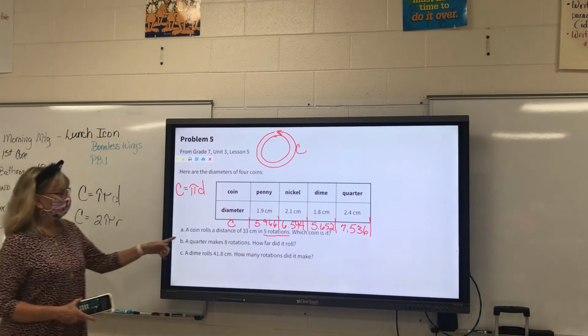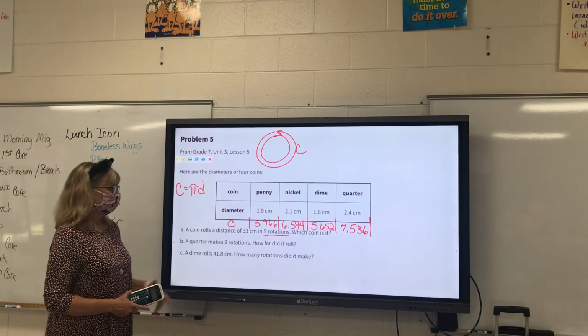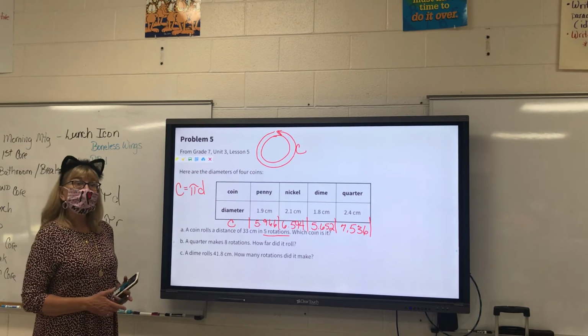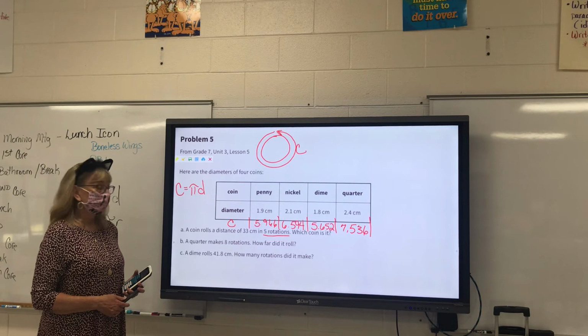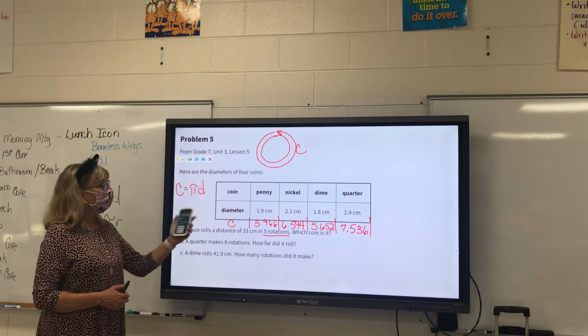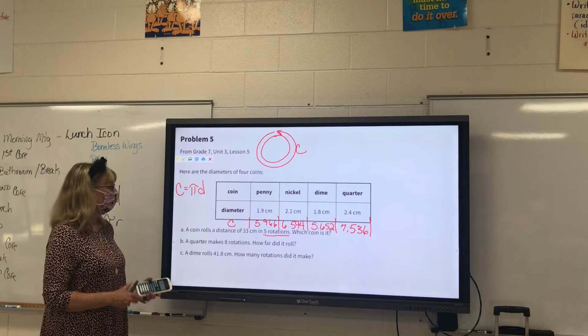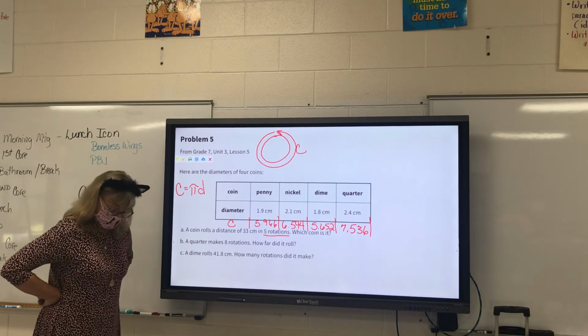Okay, now we want to know 5 rotations. So take each of those and multiply those by 5 and see which coin is at 33. For penny, do you want me to round it up to 6? Just leave it right there and do times 5 and see what you get. It's going to be close. So which coin is it?